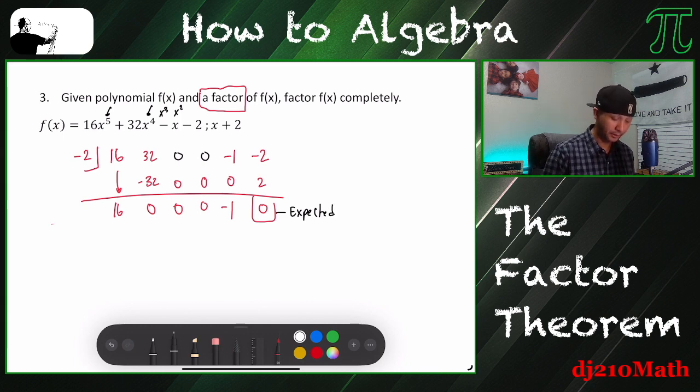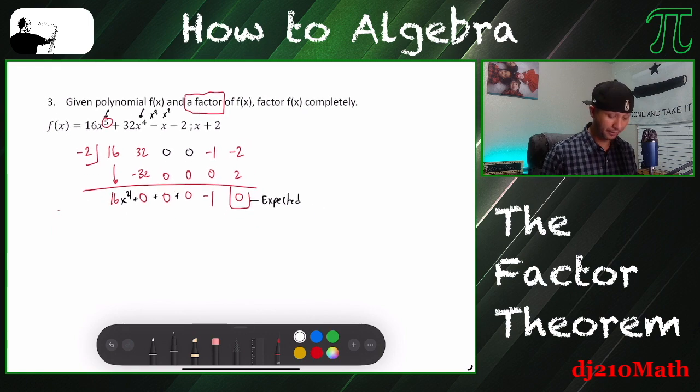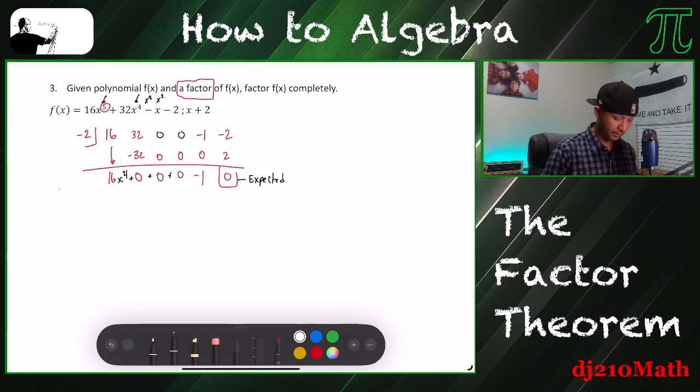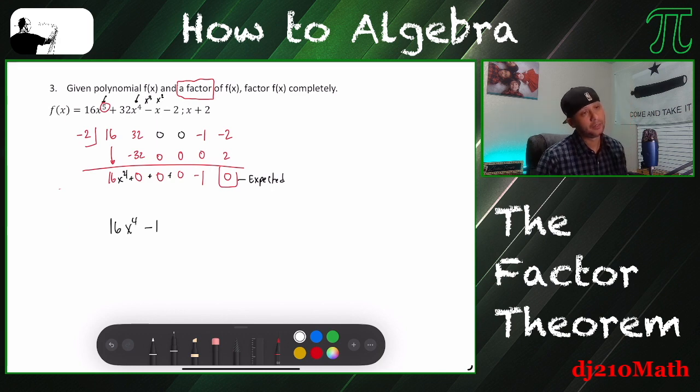Okay, so what this means is, because this was degree 5, the quotient, this part here in the bottom, is going to be a degree less. So x to the 4th, -1, basically, because I don't care about these zeros anymore. This is, right, it's all plus, and they basically go away. So what we have, 16x to the 4th -1. Okay, we need to factor this completely.